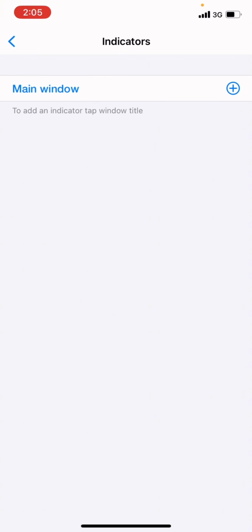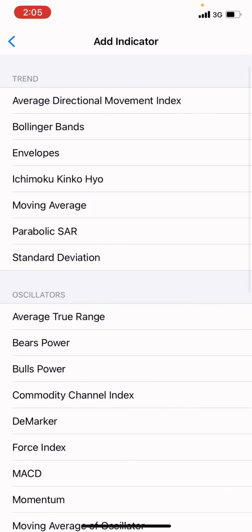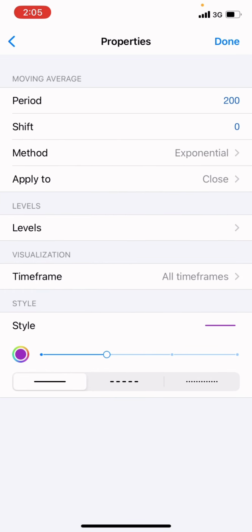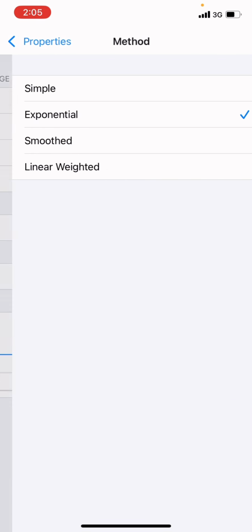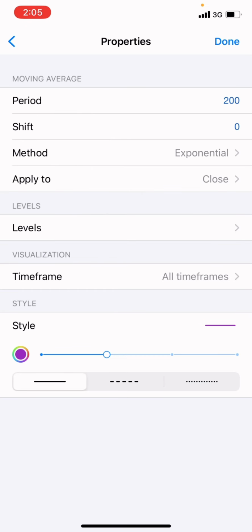We're going to use just 3 indicators for this strategy. I want to put on the moving average first on this market. The moving average on period 200 shifts 0, then the method is exponential, right? You apply to close, you put the style on 2 pixel, you use the color purple right here, or you can use any color of your choice. Then you use on the straight line pattern right here, then you click on done.